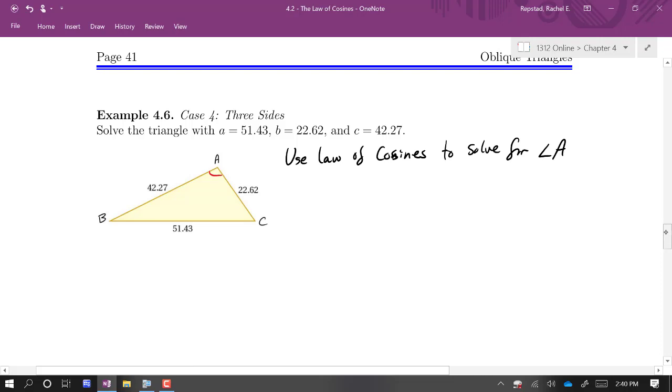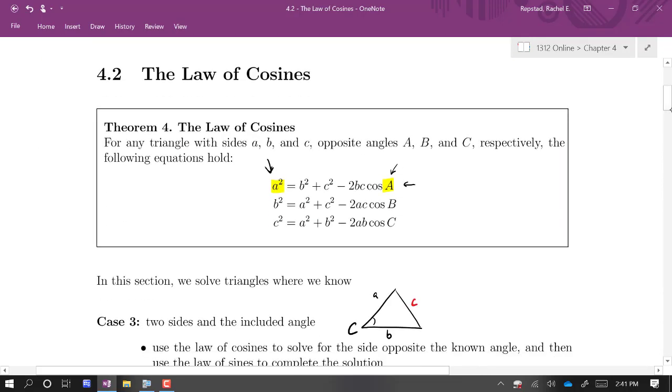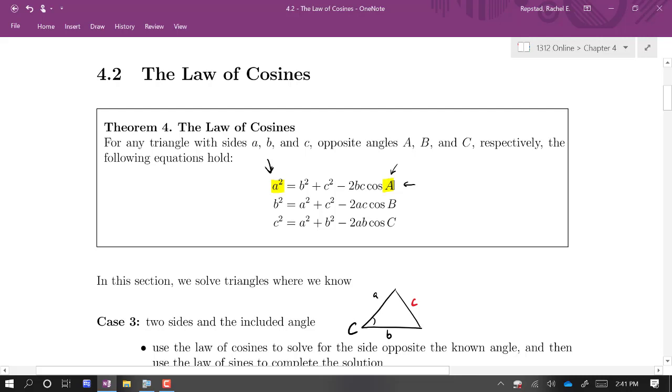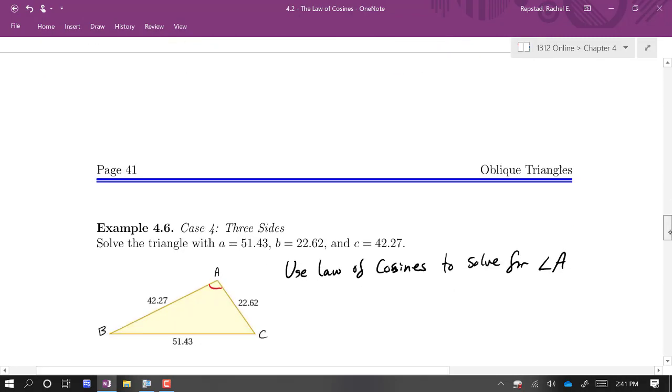And I'm going to just scroll back to the first page of this section. If I want to solve for angle A, I need the version of law of cosines that has angle A in it, and that's this top one. It's the one that begins a squared equals. That's the one that has cosine of angle A. So I'm going to start just by writing that out.